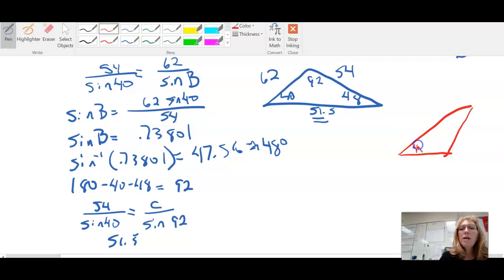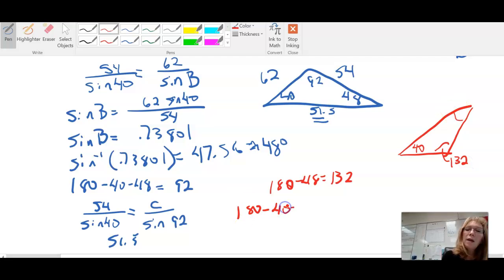So this is still 40. Our angle here, we're going to take 180 minus the 48 to get this angle right here. And that's going to equal 132. So we just found this guy. That's 132. Okay, to find this guy, we're going to take 180 minus 40 minus 132, and we're going to get 8. So this guy right here is 8.